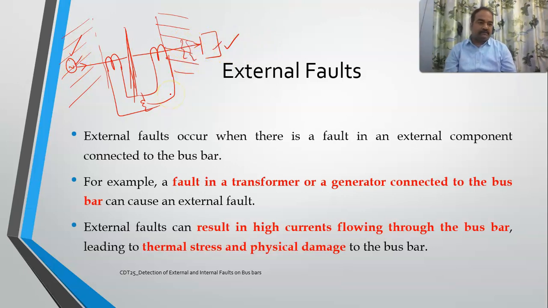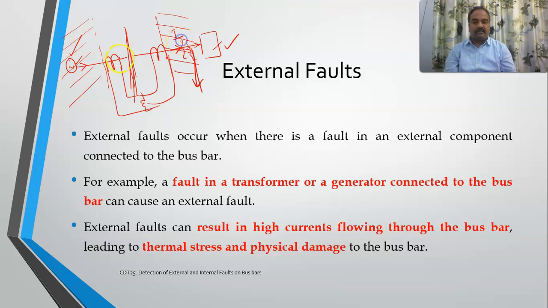So all these will result in external faults. If an external fault occurs, let us suppose this generator is shorted, or the load is shorted, or this transformer gets shorted, then automatically what happens? There will be a huge current flowing in. Let us suppose this is shorted, right? So a huge current will be flowing in the bus bar.